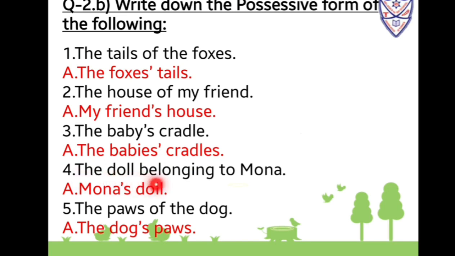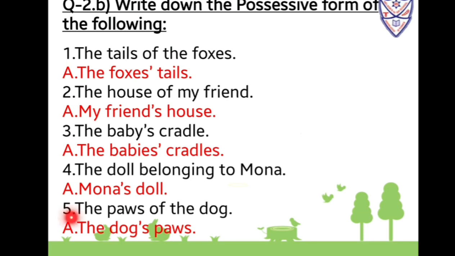Fourth one, the doll belonging to Mona. So the answer is very simple. The doll belonging to Mona. So the answer will be Mona's doll. Over here, this sentence shows the possession of a person with a doll, that this doll belongs to Mona, or we can say Mona's doll. And Mona over here is in singular form. Therefore, the answer of possessive case will also be in singular form. So we are going to apply rule number 1, that is apostrophe s to show the possessive case form.